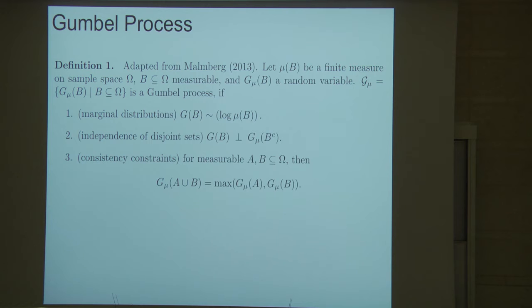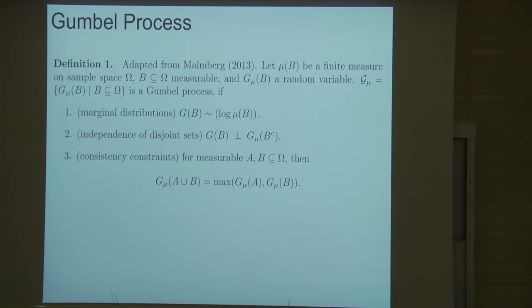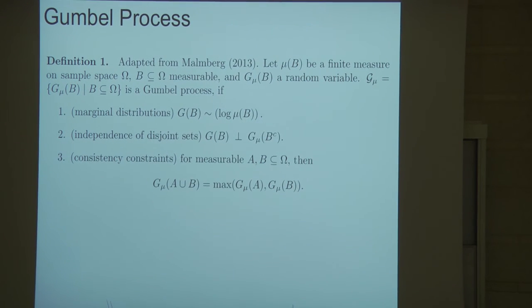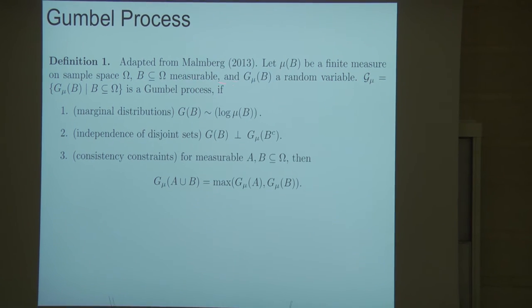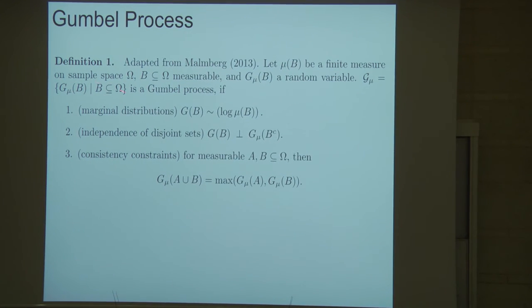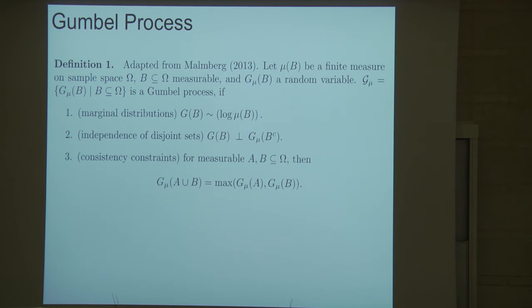Okay, so what is a Gumbel process? We're going to be given this measure, which says we're given some region B and we want to return the measure of this region. This is the integral of the exponentiated phi function that I was telling you about before. Then we're defining a random variable for each region of space B. The Gumbel process is a collection of these random variables for each measurable subset if these three properties hold. The first one is the marginal distribution: for every subset, the max over that subset is distributed as Gumbel with the log measure of that region.